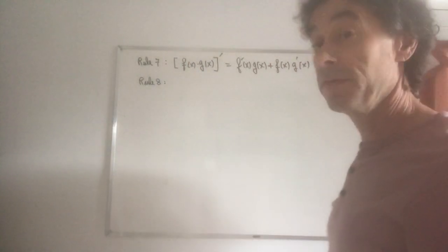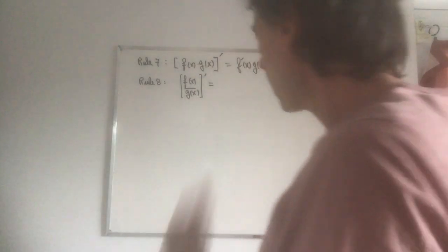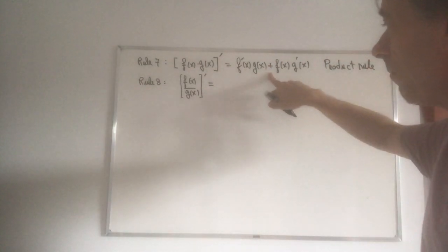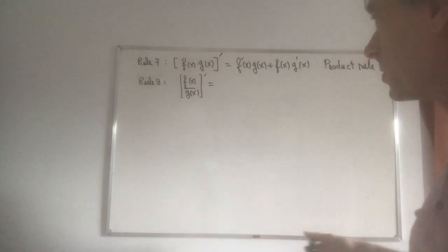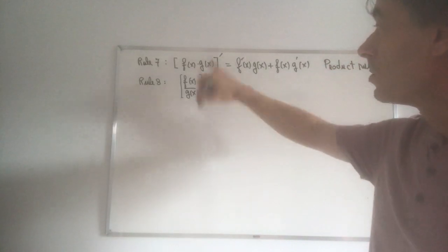Rule 8, the division. So f over g. We now have a rule for the division of two functions. This works almost similar to that. And also I will not give you the proof of this now. I prefer to actually spend our very valuable time on examples.